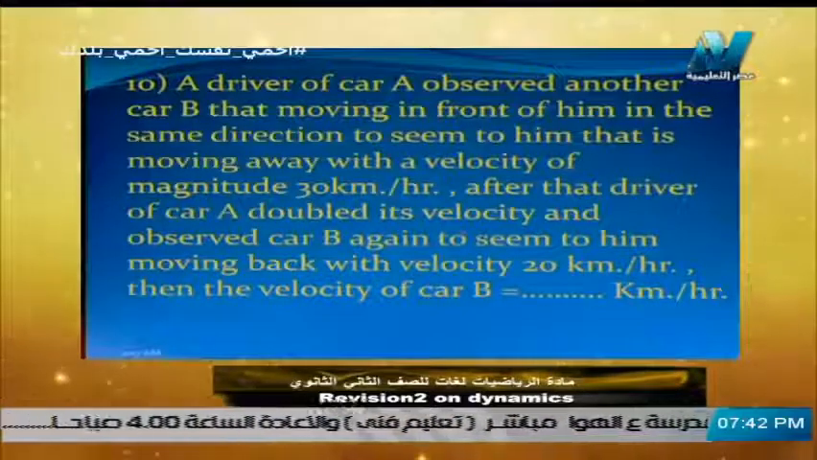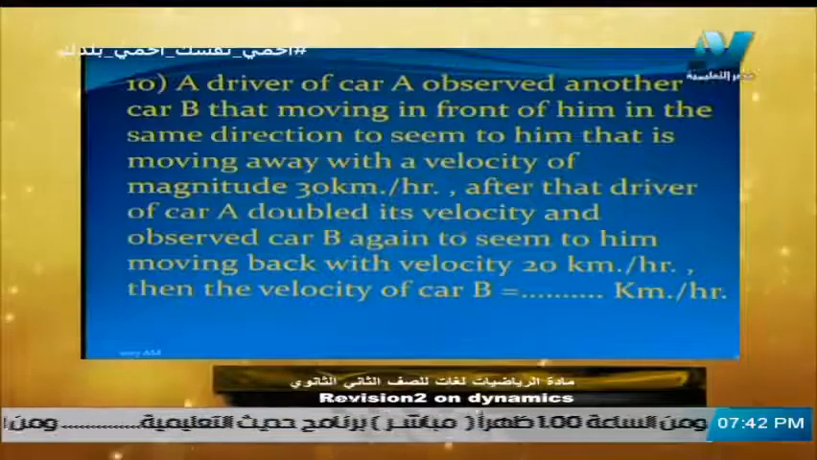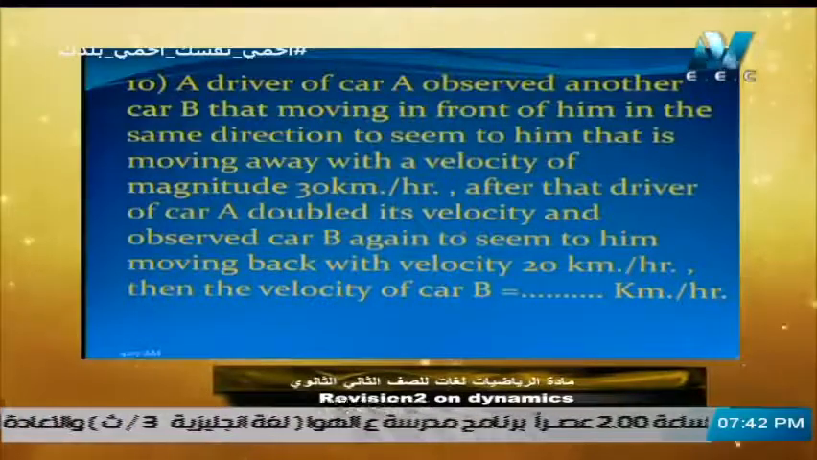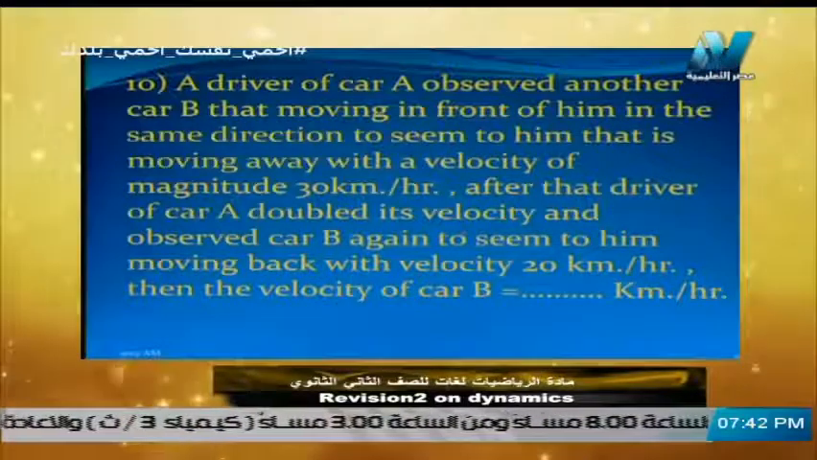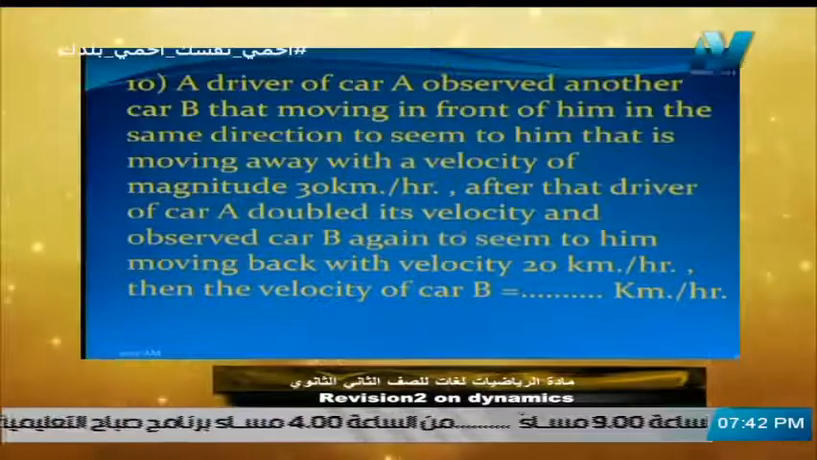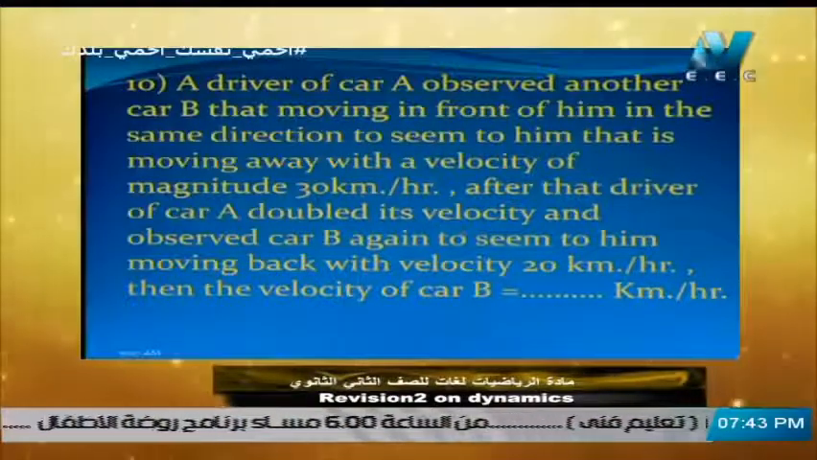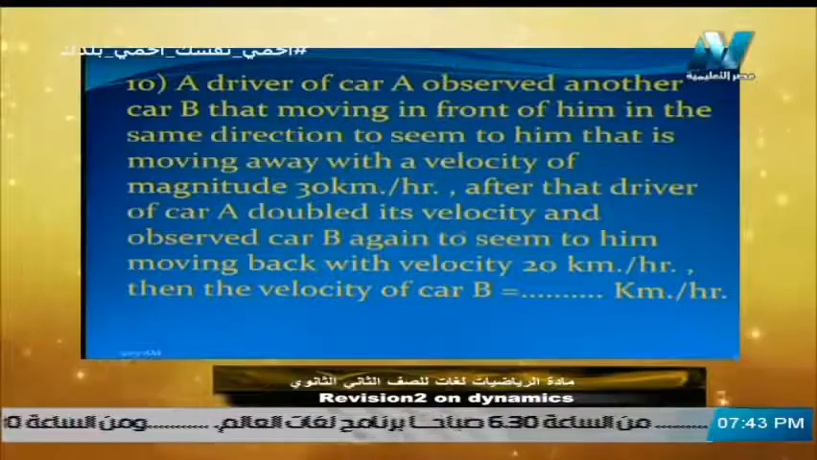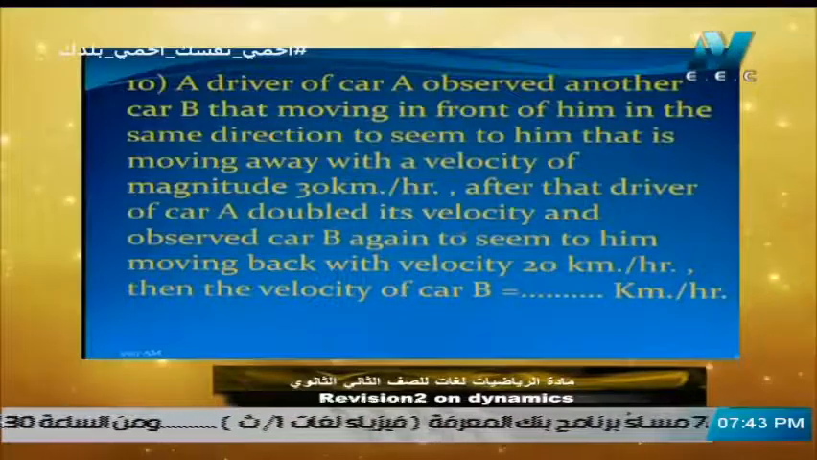We have a big question here, but it is easy, inshallah. A driver of a car A observed another car B that is moving in front of him. Observed means we have relative velocity. A driver of car A observed another car B moving in front of him in the same direction. It seemed to him that it is moving away with a velocity of magnitude 30 km per hour. The meaning of it seemed to him is that it is the relative velocity of B related to A.